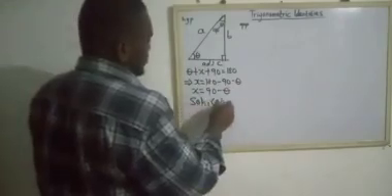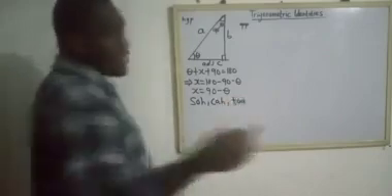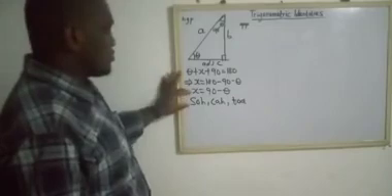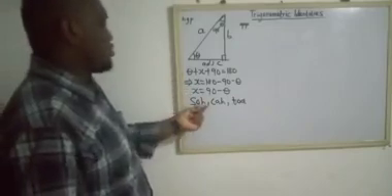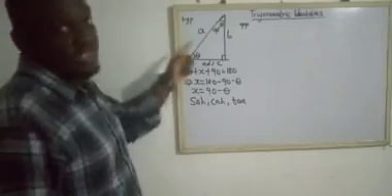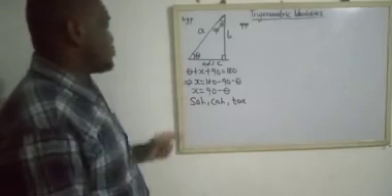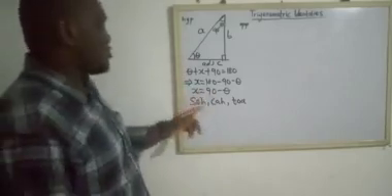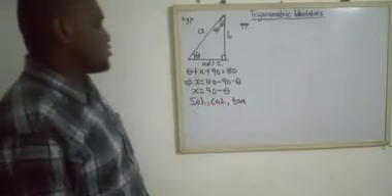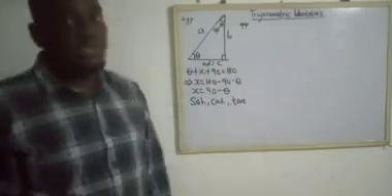SOHCAHTOA is an acronym. What it means is that sine of an angle is always opposite over hypotenuse. Please take note, it must always be a right angle triangle. Sine of an angle is opposite over hypotenuse, cosine of an angle is adjacent over hypotenuse, and the tangent of any angle is opposite over adjacent.